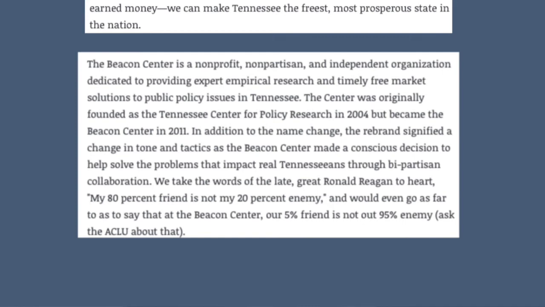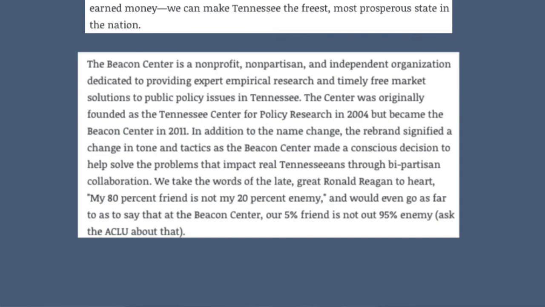They say, we take the words of the late, great Ronald Reagan to heart. My 80% friend is not my 20% enemy, and would even go as far to say that at the Beacon Center, our 5% friend is not our 95% enemy. Ask the ACLU about that.